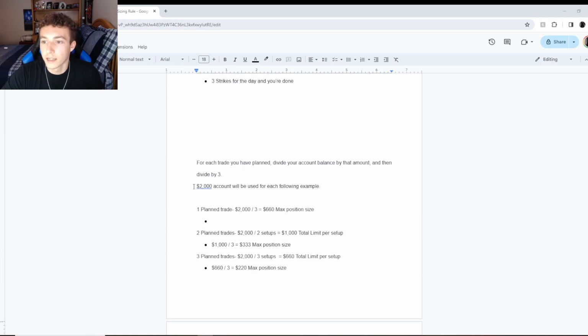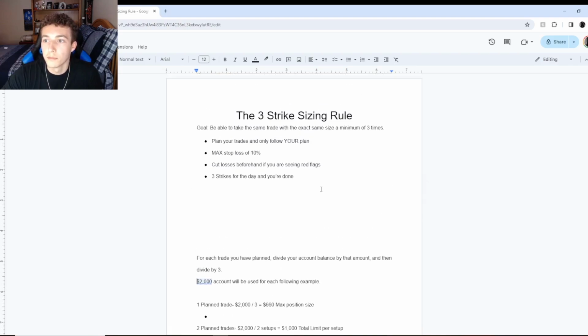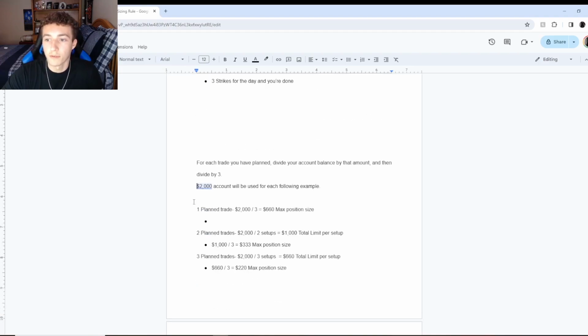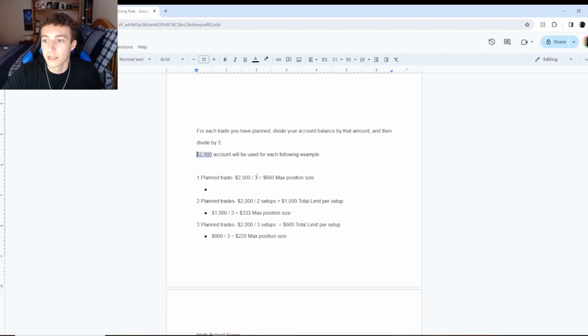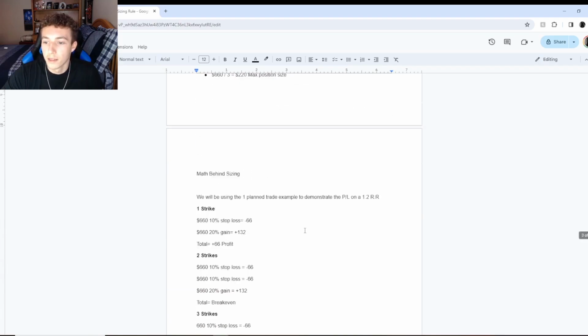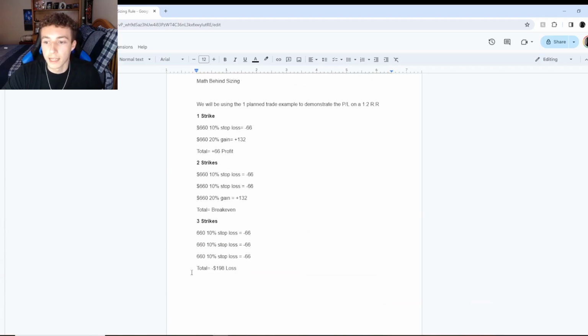Like I said, this was a $2,000 account that was being used as the example. You're going to have to plug in your own numbers and figure out the sizing from there. But this 3 strike rule has helped me a ton throughout my trading, and it should help you guys as well.